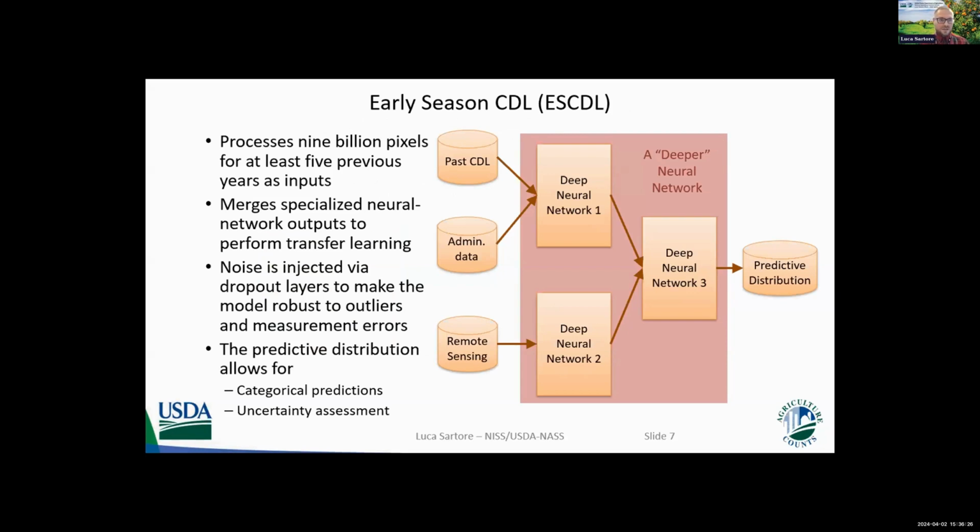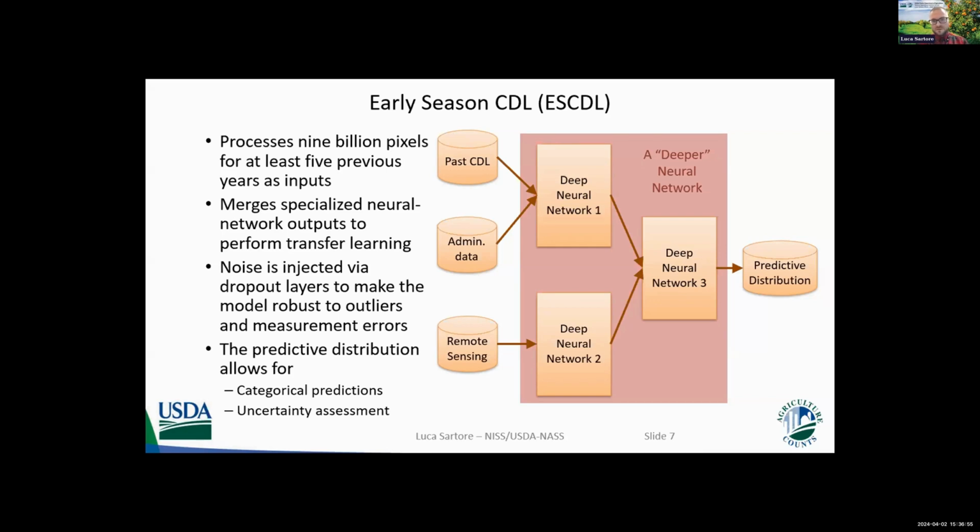data. So this means that to produce a predictive CDL, we need to process 9 billion pixels for every year that we use as an input. So we tend to use at least 5 years of data in input to this model. But in research, we are also exploring options for over 8 years, from 8 to 10 years.